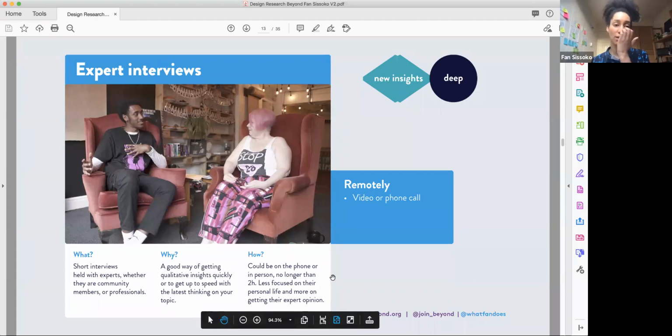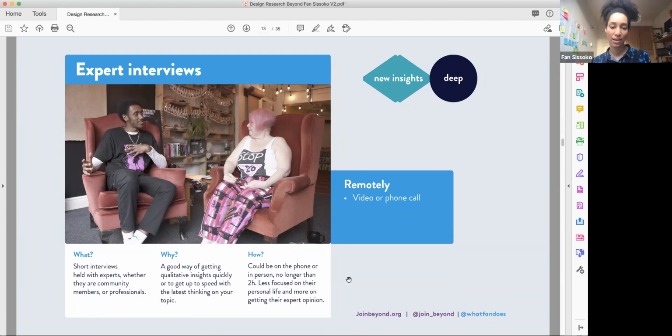So yeah, and these are quite helpful and quick to organize. They could be on the phone or in person when the world allows. Probably no longer than a couple of hours, and it's less focused on them and their personal life, but more about getting their expert opinion. So quite straightforward.